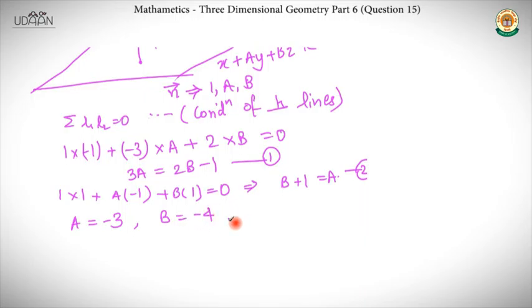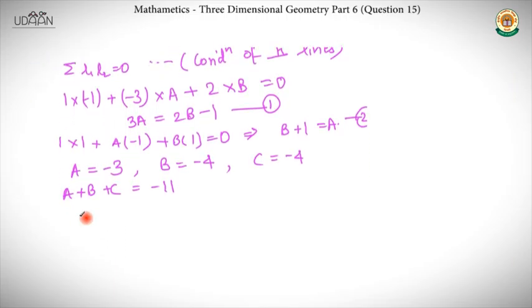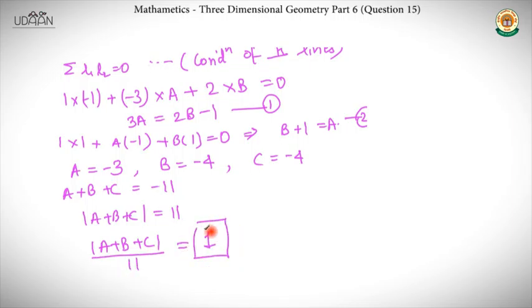Earlier we had obtained the value of c as minus 4. So a plus b plus c will come out to be minus 11. So mod of a plus b plus c would be 11, and mod of a plus b plus c upon 11 would then come out to be 1. This is our final answer.